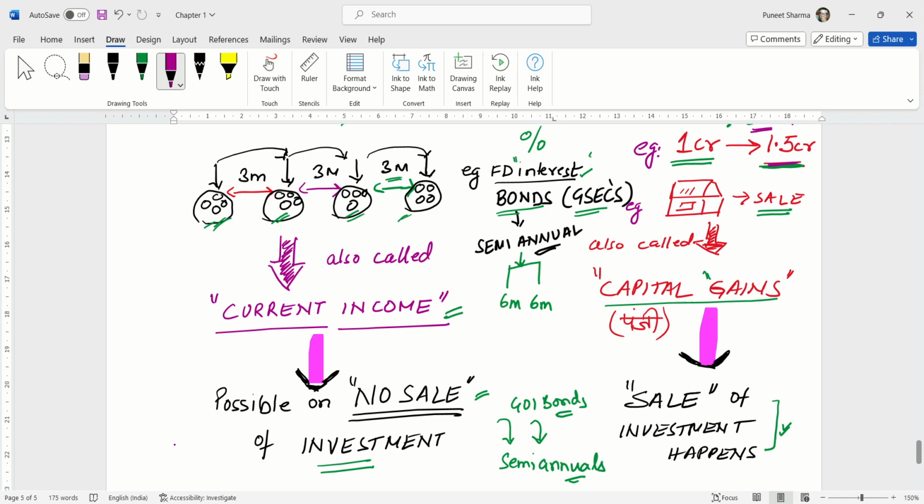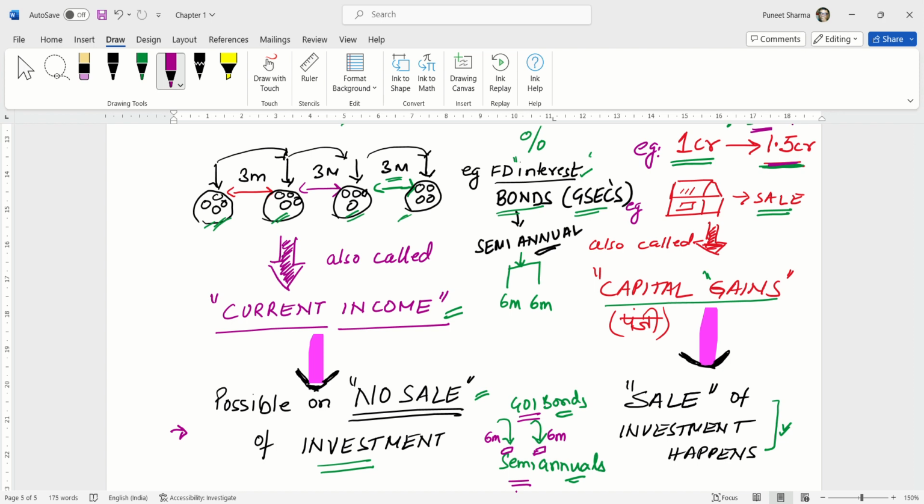Now the third point which comes into picture is that current income is possible without selling the investment. Suppose you have a government bond of 1 crore rupees. You don't have to sell that government bond. Every 6 months, one interest payment will come, and then a similar amount of returns will come after the next 6 months. So there is a semi-annual payout which is happening in a government bond. The government bond lies with you for the next 10 years, 15 years, as long as you want to keep it. So we are not selling our government bond, but we are getting our returns from it every year, half-yearly, monthly, quarterly, semi-annually, whatever the case may be.